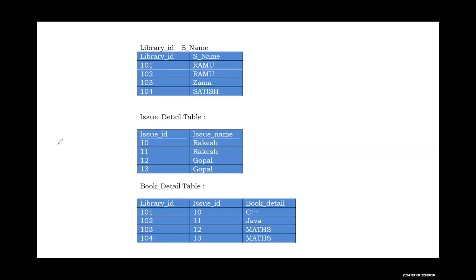So how am I going to do it? As we knew that library ID could determine S name, I'm going to create a separate table which has library ID alone as a primary key, and S name is dependent on that. So now it is satisfying 2NF. Similarly, I'm creating another table where issue ID is the primary key and issue name is totally dependent on issue ID. This also now satisfies 2NF because there is a full dependency on the primary key. There is no partial dependency.